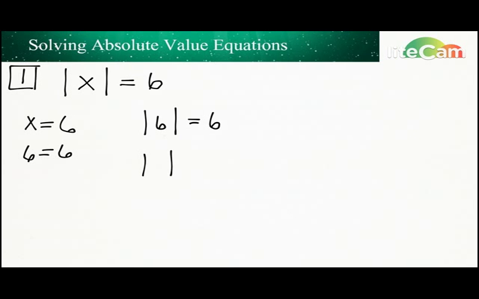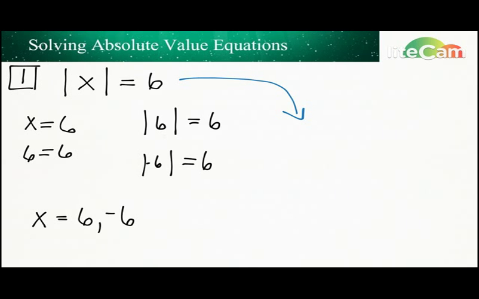But what else could I put inside the absolute value sign that would be 6 or be positive 6? Well, that would be negative 6. So in other words, x not only equals 6, but it can also equal negative 6. Okay? Well, there are different ways to solve absolute value equations. So I'm going to do one way in this video. And what I'm going to do is set up the equation into two different equations.